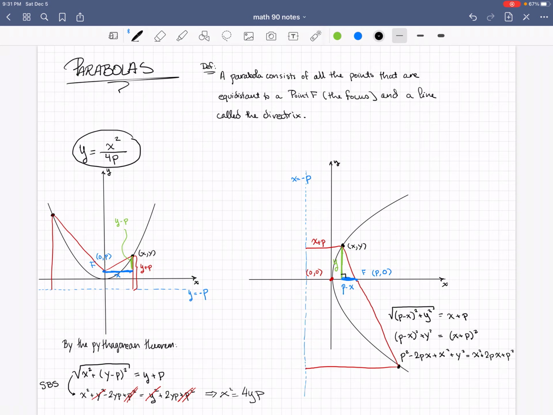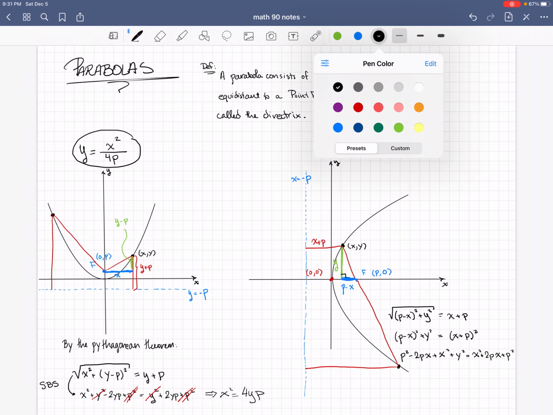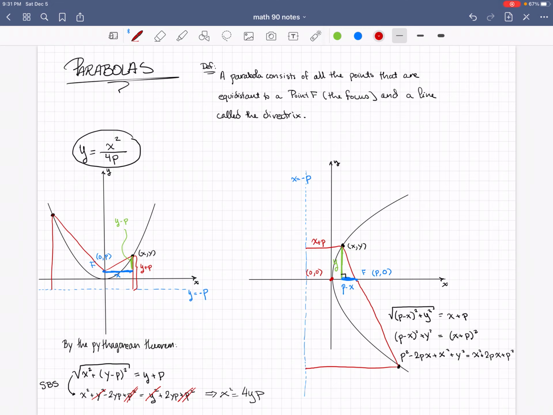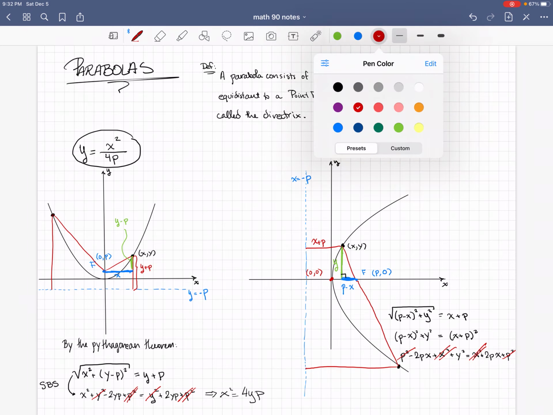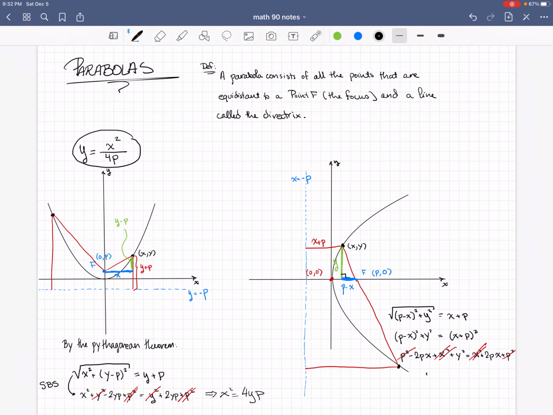Oh, well, this is an awful lot like what we had over there. Again, we notice that we have x squared and p squared on both sides, so they just subtract off. Now I have negative 2px and 2px on the two sides, so I'll add 2px to both sides, and I end up with y squared is equal to 4px.